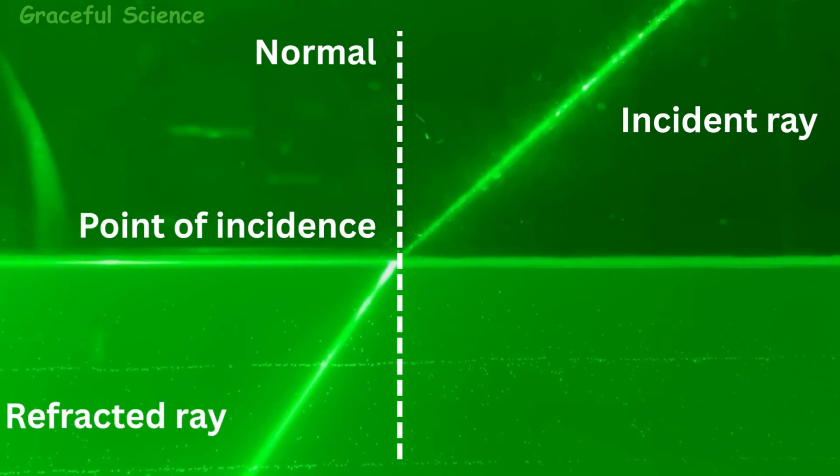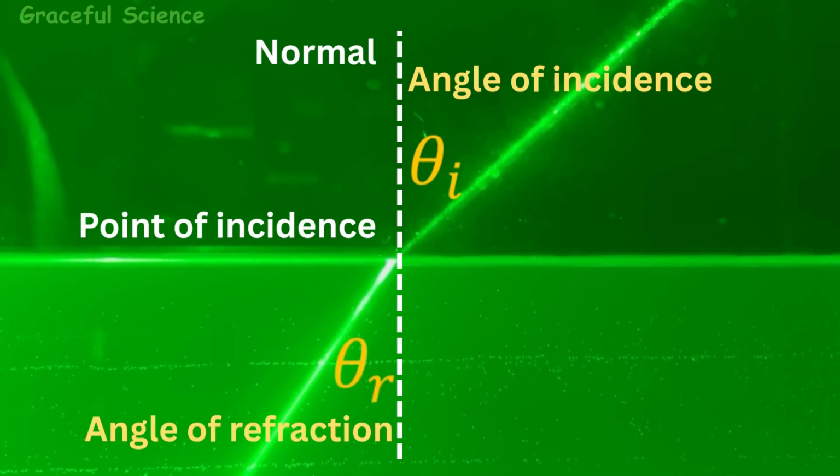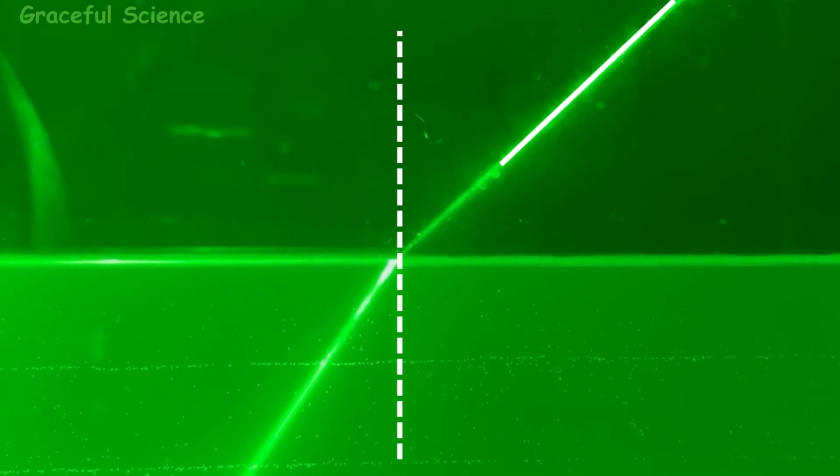The angle between the incident ray and the normal is the angle of incidence, theta sub I. The angle between the refracted ray and the normal is the angle of refraction, theta sub R. The moment the light ray enters the water, the beam bends toward the normal.